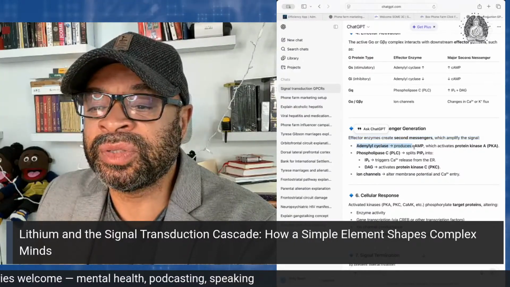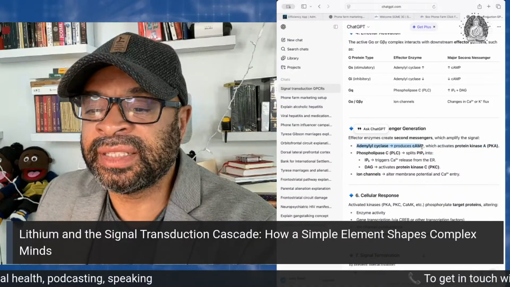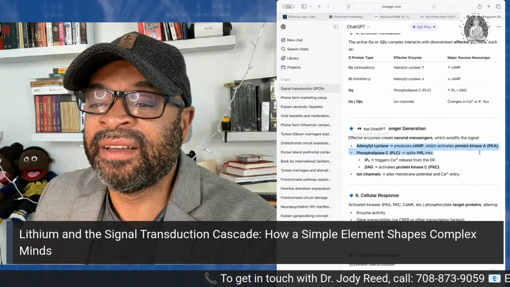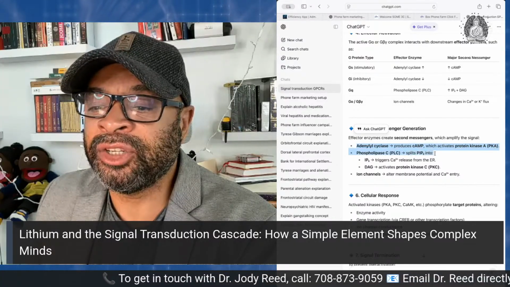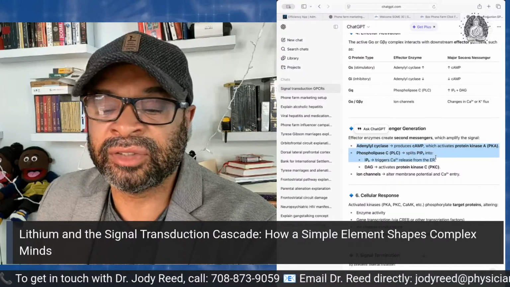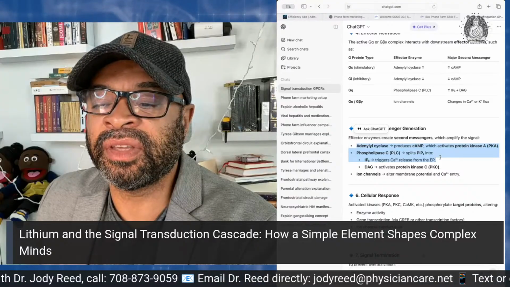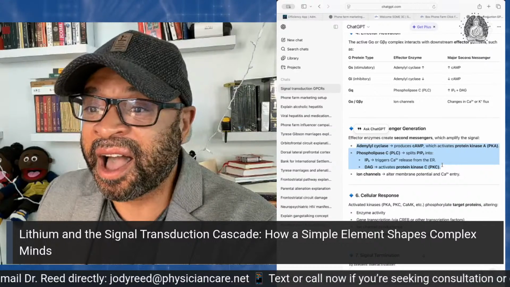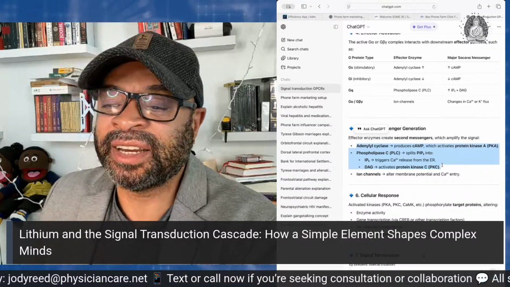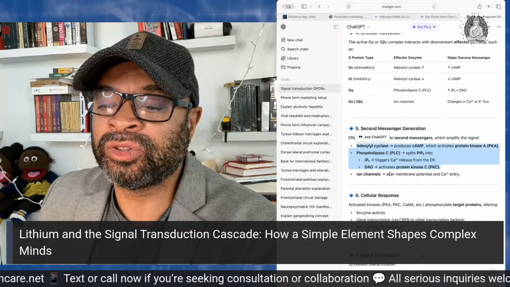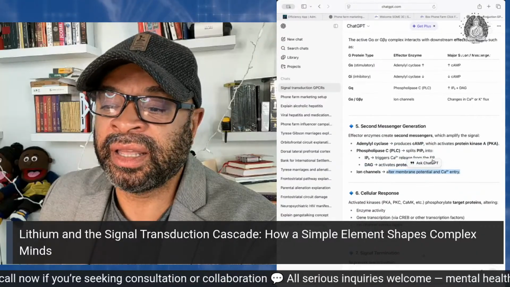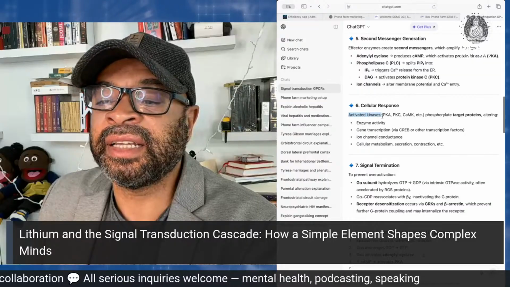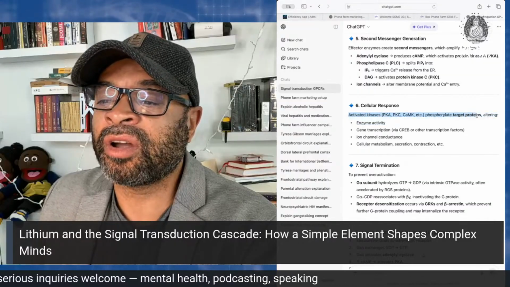Adenylate cyclase produces cAMP, which activates protein kinase A. Phospholipase C splits PIP2 into IP3, inositol triphosphate, which triggers calcium release from the endoplasmic reticulum, and DAG. DAG activates protein kinase C, and then ion channels alter membrane potential and calcium entry. Next, you also have a cellular response. Activated kinases phosphorylate target proteins.